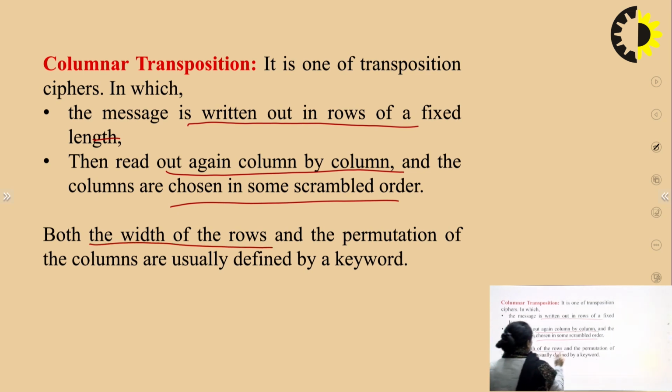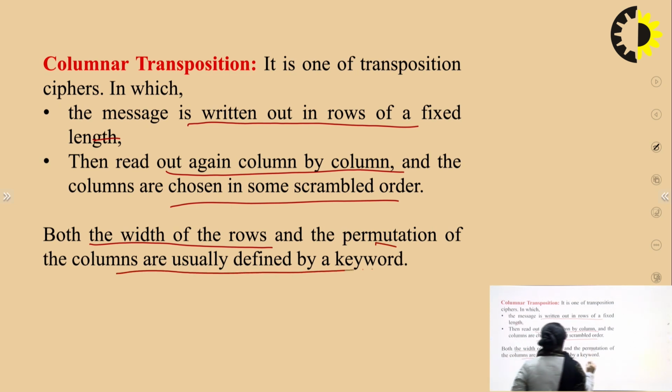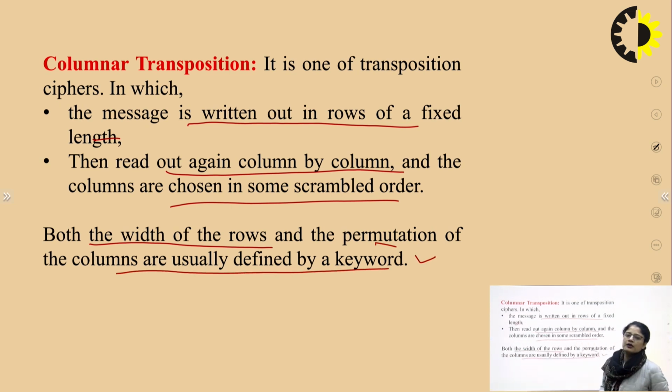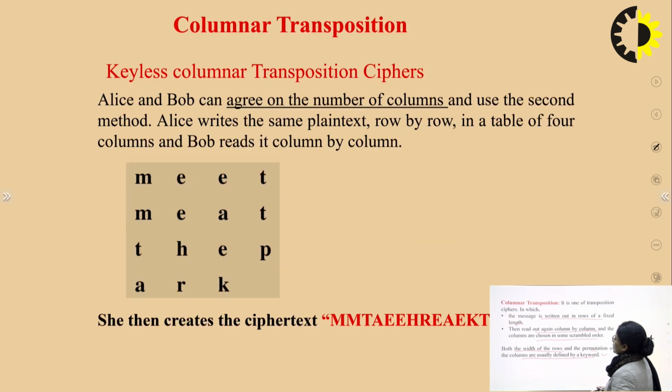The width of the rows and the permutation of the columns are normally defined by a keyword. That is a normal practice when it comes to columnar transposition cipher. We normally go for keyed cipher, but we can also have a keyless cipher.